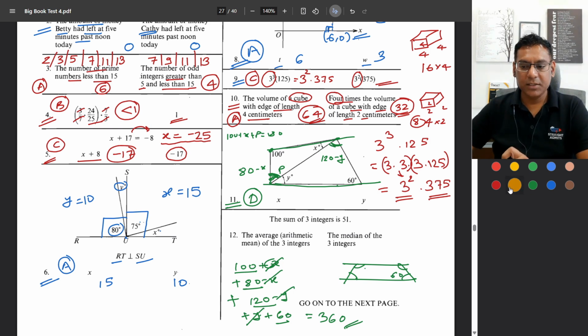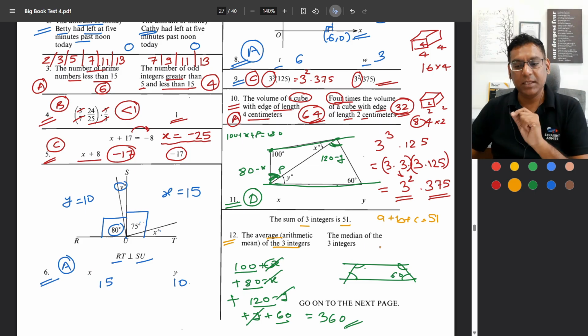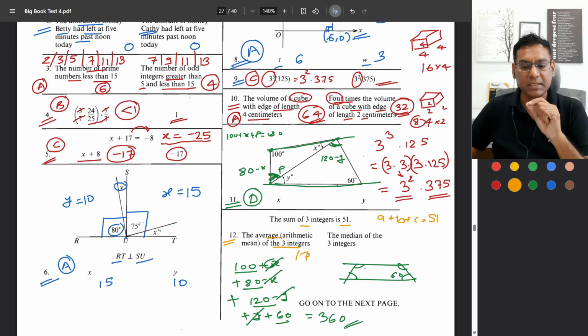Okay, let's look at question 12. The sum of three integers is 51. Okay, let's say they are A, B, C. A plus B plus C is equal to 51. What do I have to do? The average, arithmetic mean, of three integers. The average is going to be (A plus B plus C) by 3. That means its average is going to be 17.